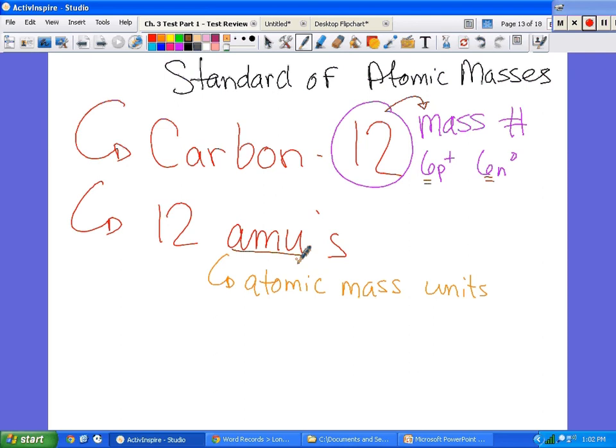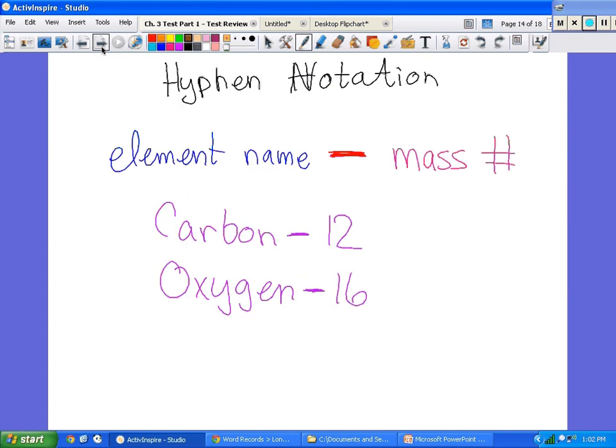Okay. Hyphen notation. So know the difference in how to write hyphen notation and the nuclear symbol. This is hyphen notation. What has to be in hyphen notation, Bryce? Bryce?